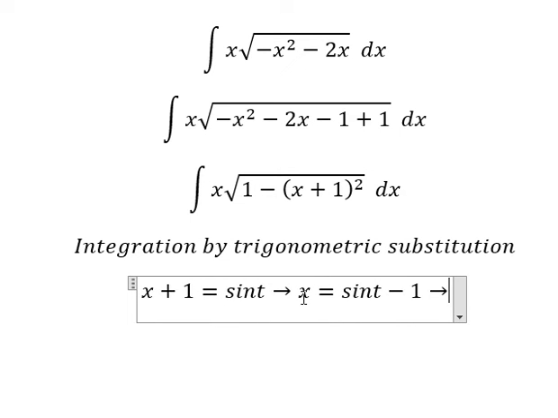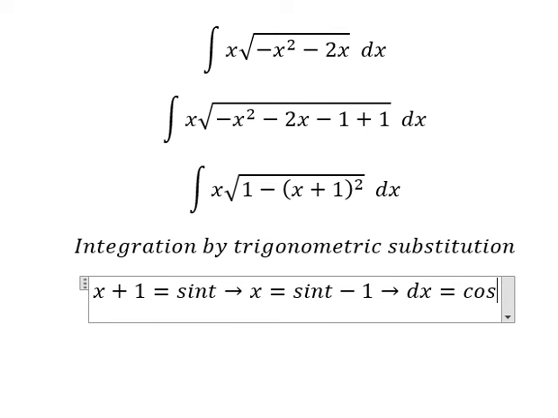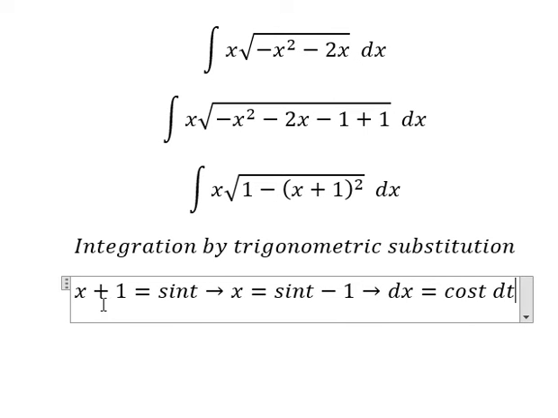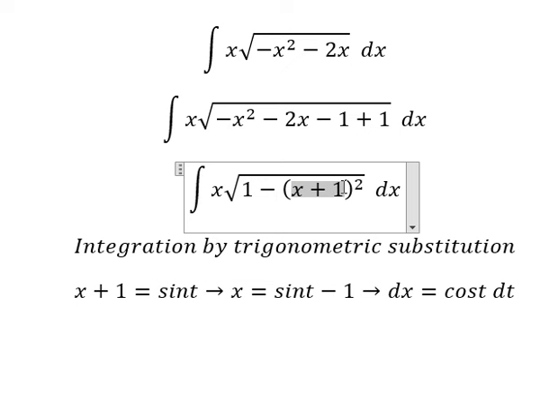Next, we need to first take the derivative of both sides, and we have cosine t dt. The reason I choose this one is that if I put this one here, we have 1 minus sine t square. 1 minus sine t square, we change to cosine t square, and later we simplify the square root.